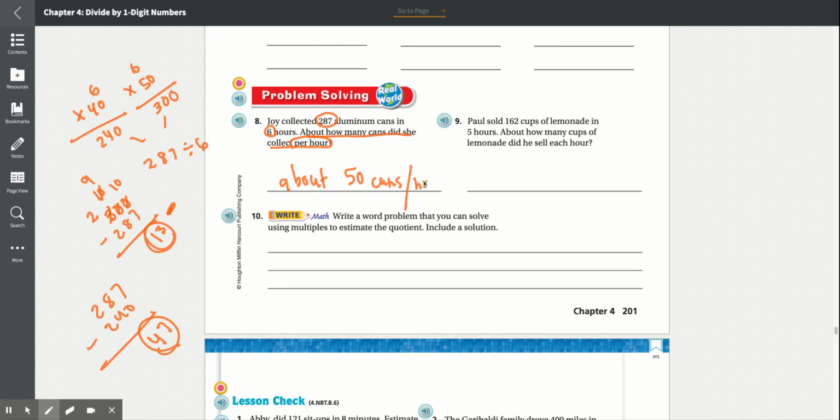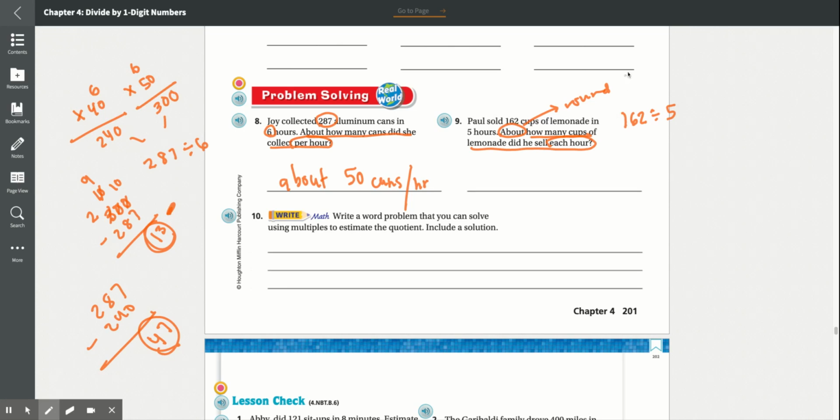per hour. Number 9. Paul sold 162 cups of lemonade in 5 hours. About how many cups of lemonade did he sell each hour? So that's about, meaning we have to round. How many cups of lemonade did he sell each hour? So it says he sold 162 cups in 5 hours. So we have to divide by 5 hours.